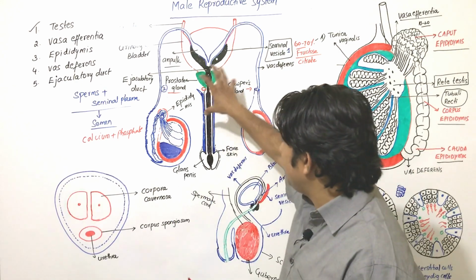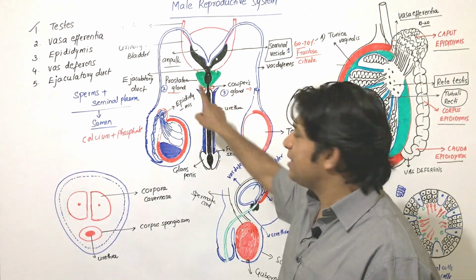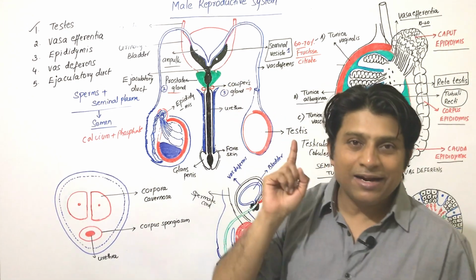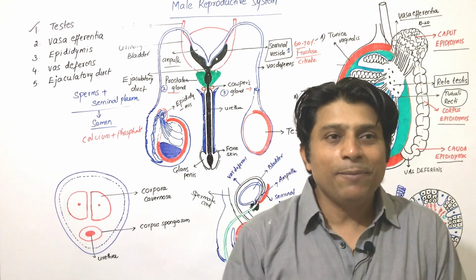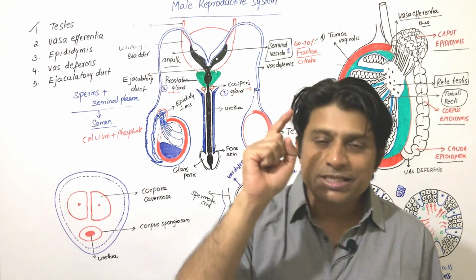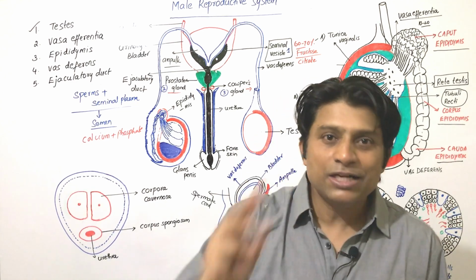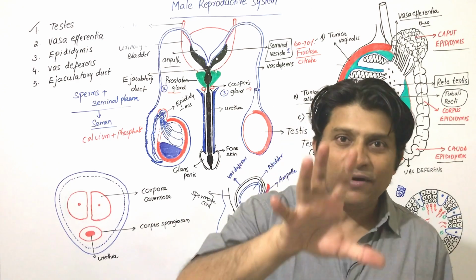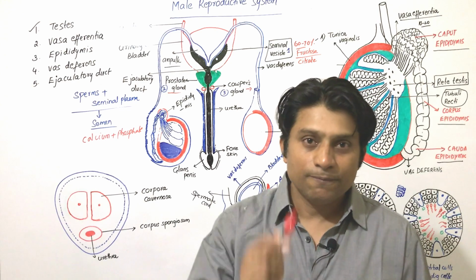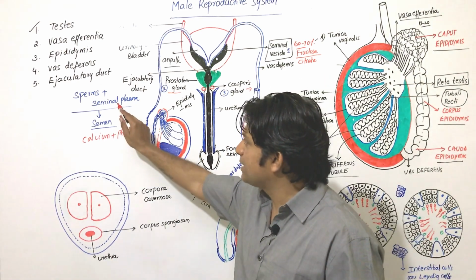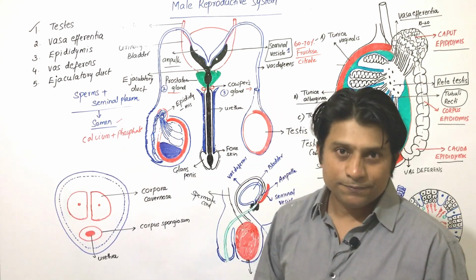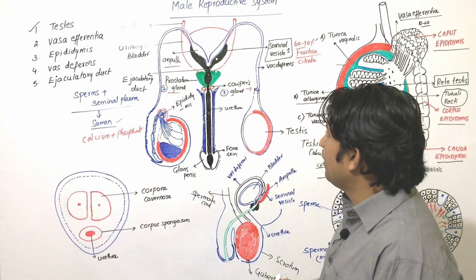So these are the three glands, and Cowper's glands are one pair, seminal vesicles are one pair, and prostate gland is one. So the number of glands in the male reproductive system are 5, and types of glands are 3. One is seminal vesicle, prostate, and Cowper's, and number is 5. One pair of seminal vesicle, one prostate, one pair of Cowper's glands. So all the gland secretions make seminal plasma. Sperms plus seminal plasma makes semen. Next. So all the way fine.